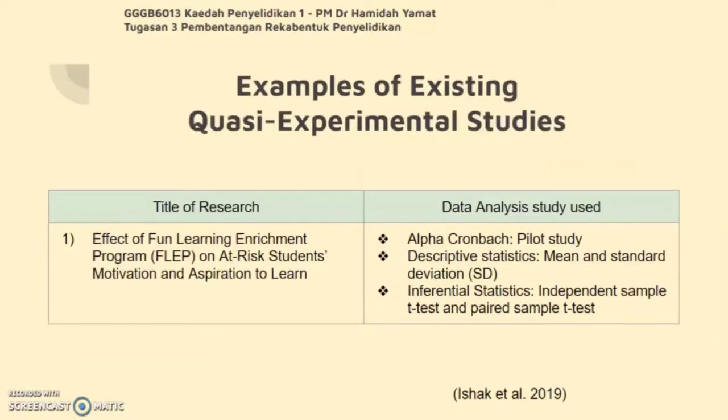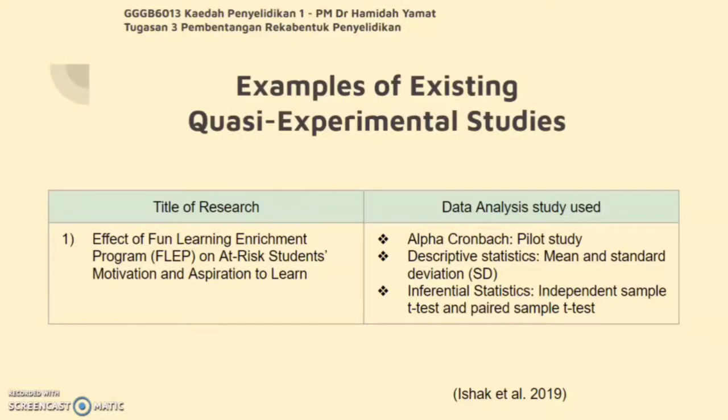Finally, I'll move on to examples of quasi-experimental studies. I'll give an example about the data analysis used in some existing studies. The first quasi-experimental study is titled The Effect of Fun Learning Enrichment Program, FLEP, on at-risk students' motivation and aspiration to learn. This focuses on low-achieving students, so learning is to be made fun through the FLEP program.